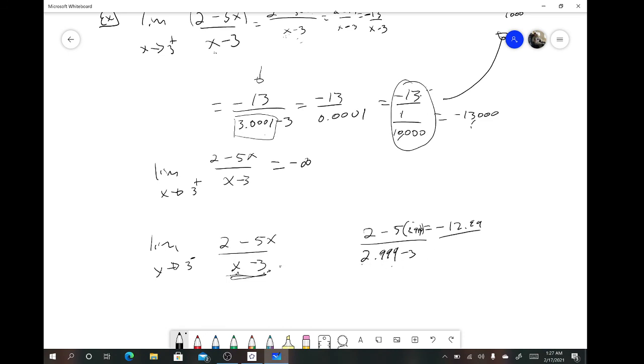In the denominator, this is going to be equal to what? It's going to be equal to negative 0. And then here, we're going to have the following values.